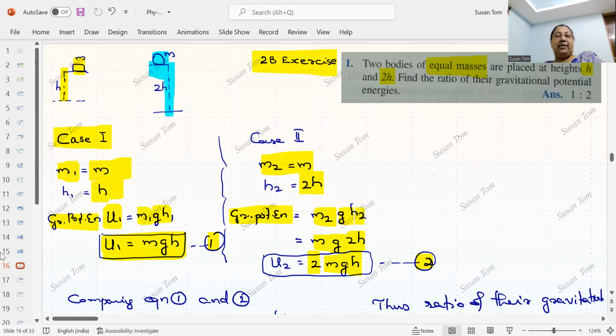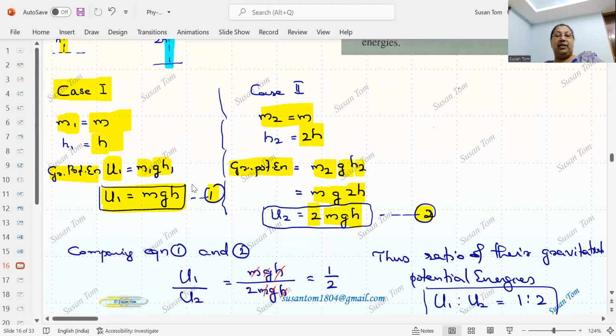For comparison, comparing equation 1 on equation 2, we divide now. U1 by U2 is equal to mgh by 2 mgh, which is equal to 1 by 2. So the ratio of their gravitational potential energy, U1 ratio U2, is equal to 1 ratio 2.